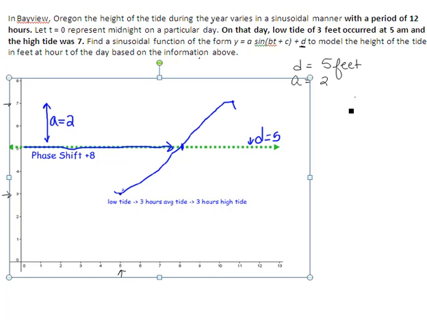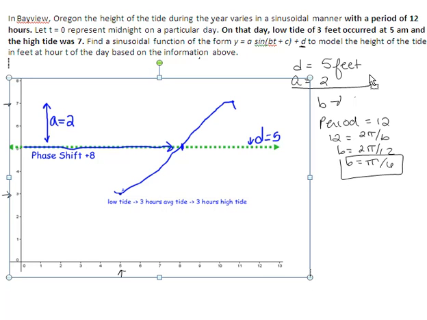We are now ready to figure out B. If we know that our period is equal to 12 hours, this 12 hours is given by 2 pi over B. Solving for B, we get 2 pi over 12, or B is equal to pi over 6. Lastly, we want to look at our phase shift.